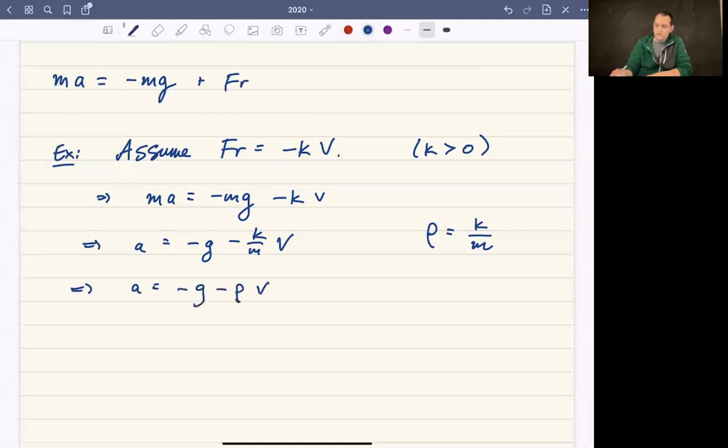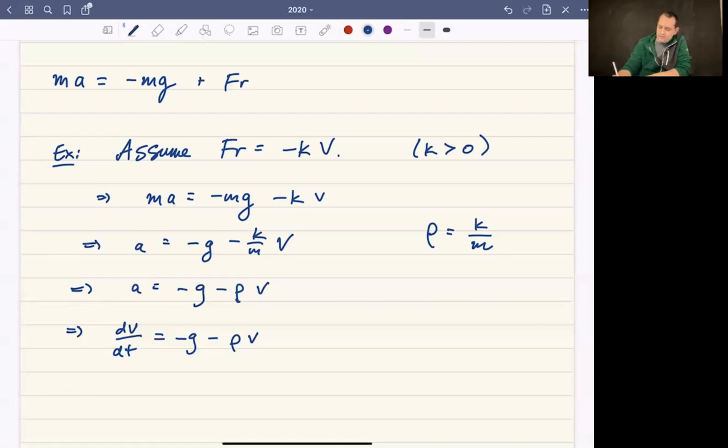This is a little bit different than what we had before, because before a was a constant, and anti-differentiating gave us that our velocity was linear and then our position was quadratic. Here, though, this is a little bit harder because this is a differential equation. You can think of a as the derivative of v, so this a is really just dv dt, and this is minus g minus rho v. This differential equation is both separable and linear, so if you prefer to do one over the other, that's totally fine.